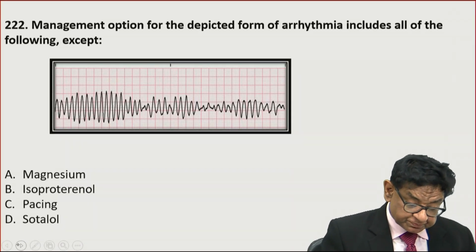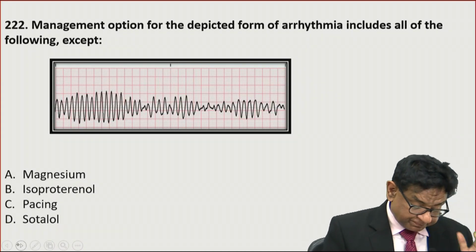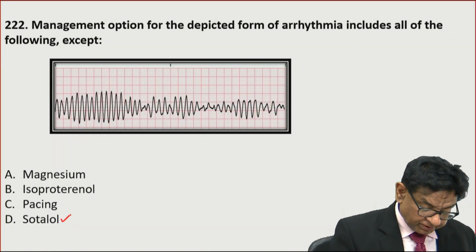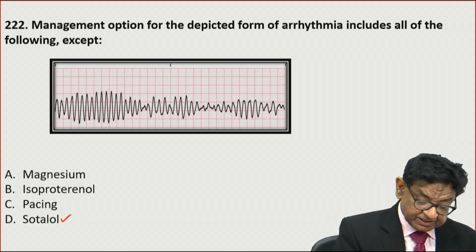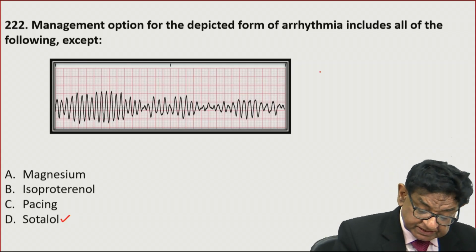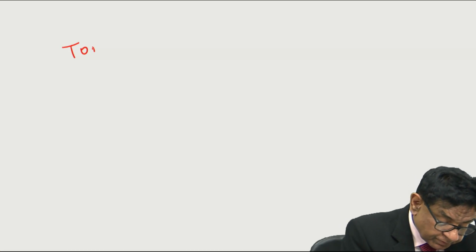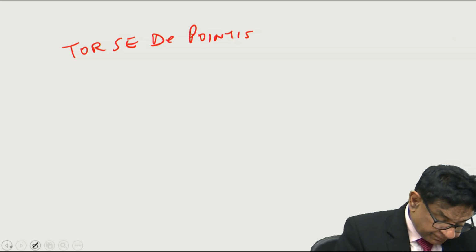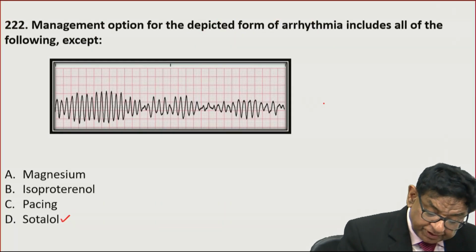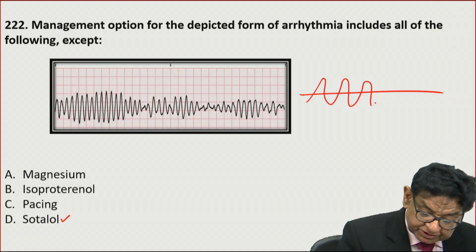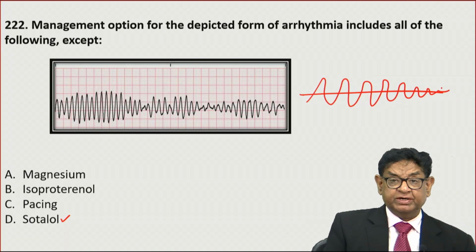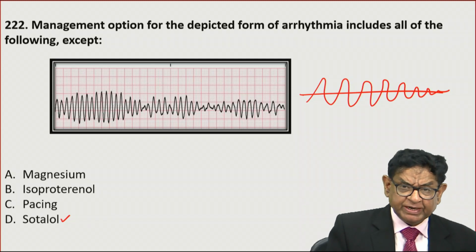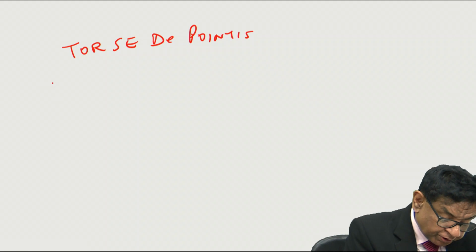Well, 22. Include all except, the answer to this question is sotalol. Now, first of all, let's see what this is. This is a classical ECG of Torsades-de-Pointes. It looks like the ECG is revolving around the baseline, twisting around the baseline in Torsades-de-Pointes. And it always occurs in any condition which leads to prolonged QT interval.